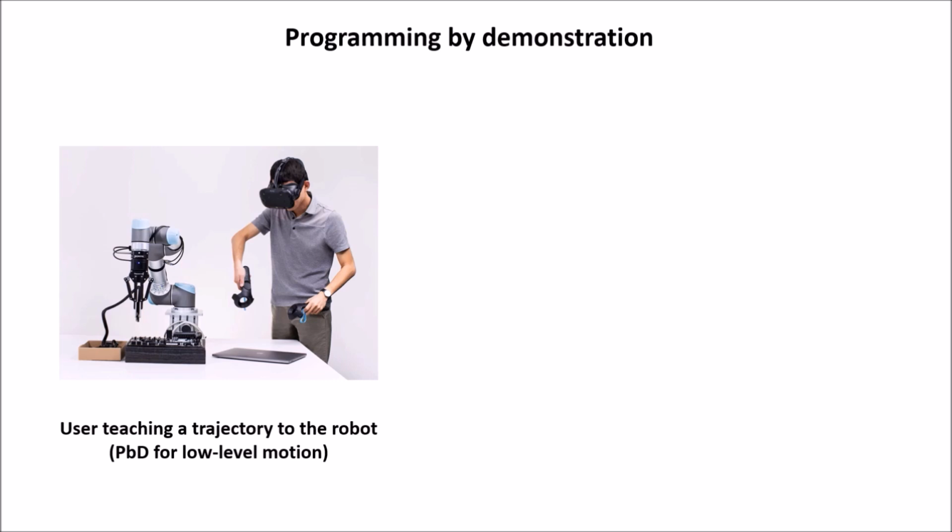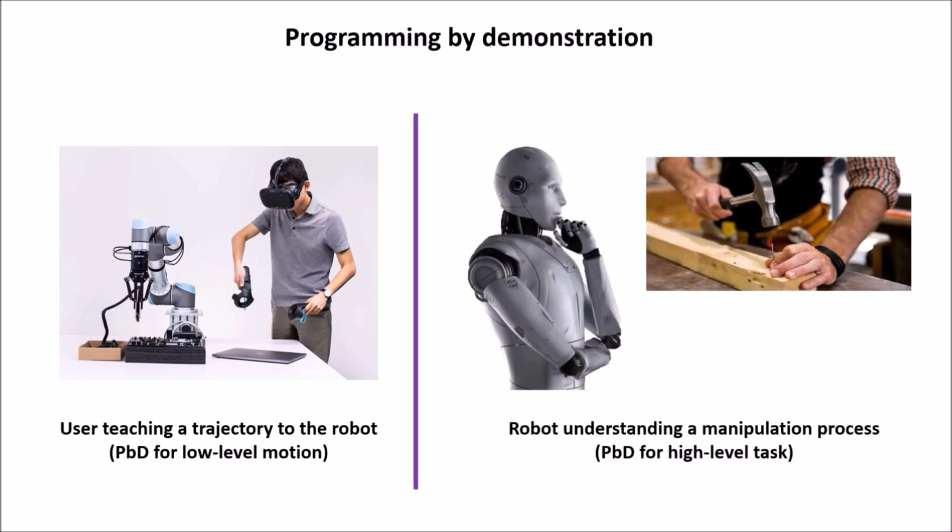Most programming by demonstration approaches focus on teaching the robot trajectories and different commands, like opening or closing the gripper. This is known as programming by demonstration for low-level motion. However, other approaches focus on understanding the goal of the demonstration and extracting the semantics of human operations. This is called programming by demonstration for high-level tasks.